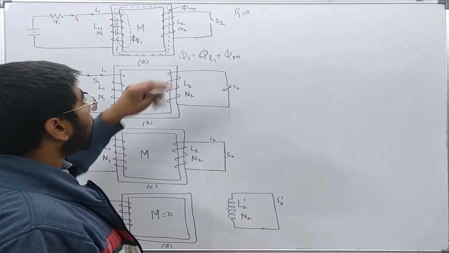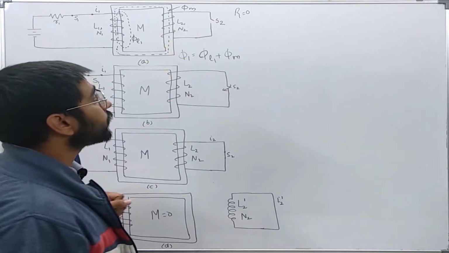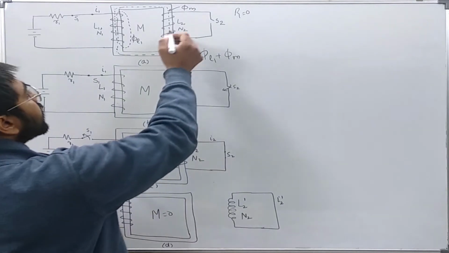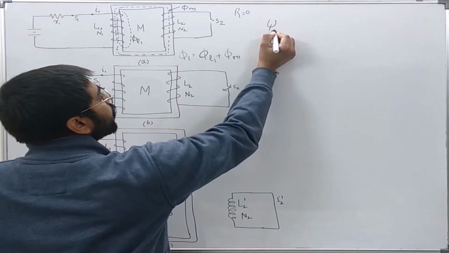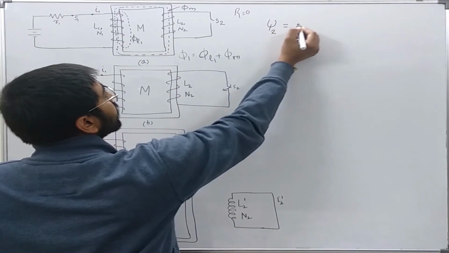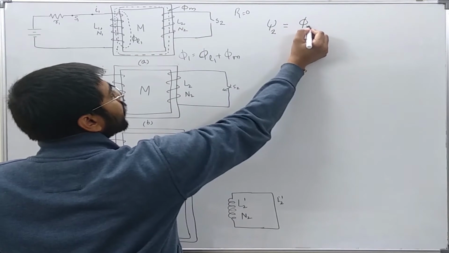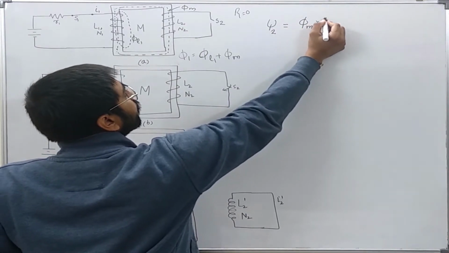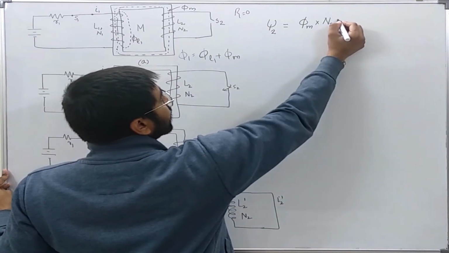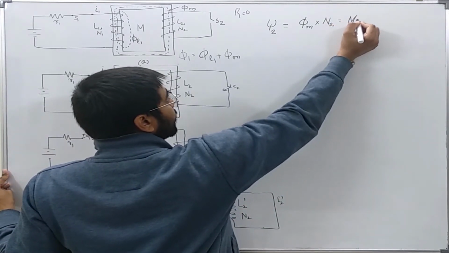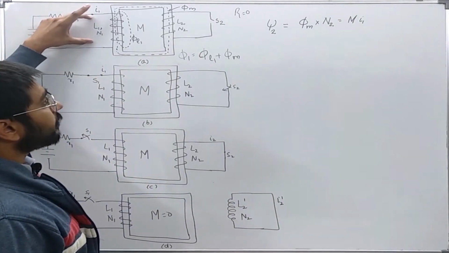Now let us say that switch S2 is closed. At this point the flux linkages of coil 2 is nothing but the flux phi m into the number of turns, and it is equal to just the mutual inductance into the current in coil 1.